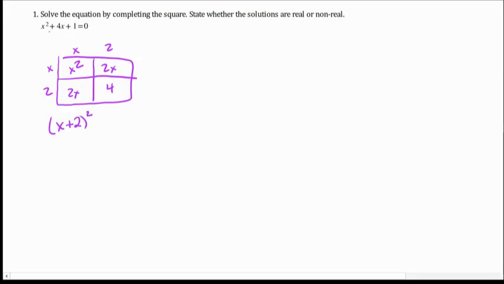But that's not equal to this yet because our bottom right number needs to be 1. And so to do that, I am going to now just subtract 3 on the outside of that, because 4 minus 3 then gets us back to this 1 here. So my equation here is now changed. I've completed the square and I've changed it into x plus 2 squared minus 3 equals 0. Again, I'm just putting that at the end.